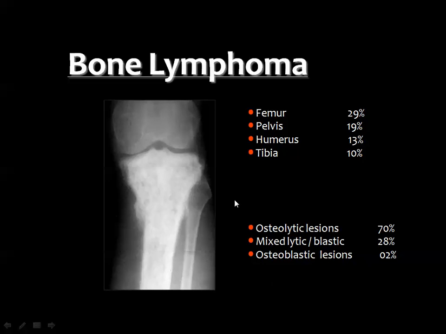And here are the radiologic appearances of lymphoma of the bone: osteolytic lesions in most of the cases, mixed osteolytic and blastic lesions in a good percentage, then osteoblastic or sclerotic lesions less frequently seen. Also, this is stated in the literature, but in clinical practice, we usually diagnose lymphoma based on the presence of mixed osteolysis and bone sclerosis.